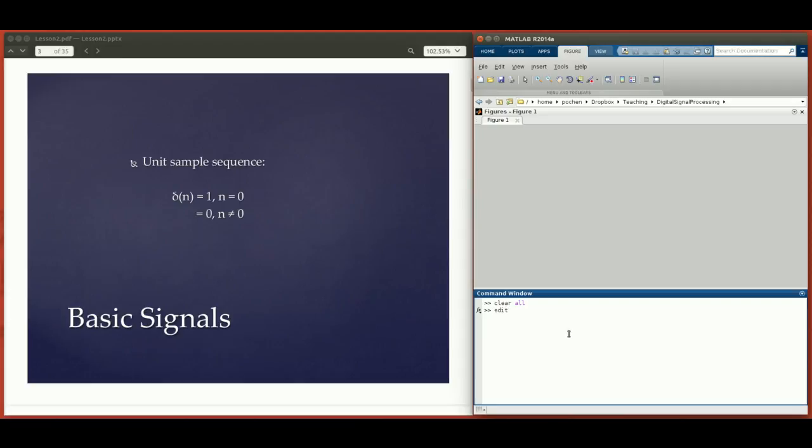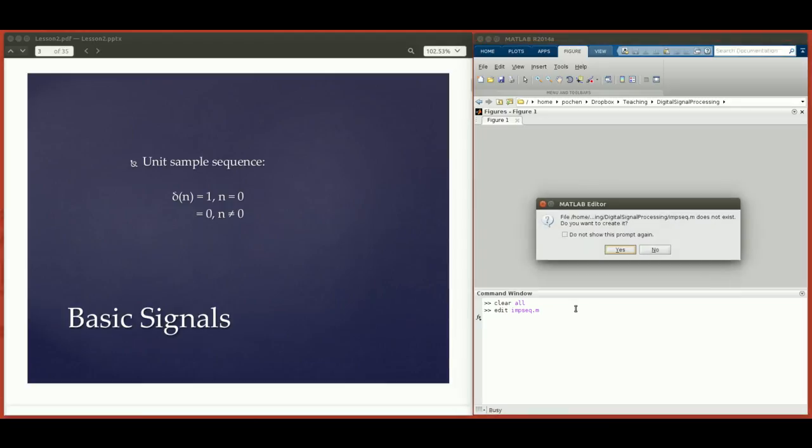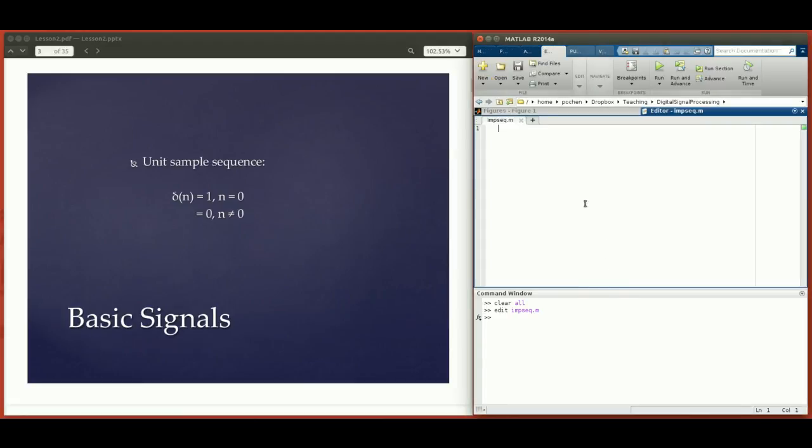In the command window, I can use the edit command to open the editor window. And then I'm going to give it some file name, impseq. It's going to be my function name also, impulse sequence. It's telling me that this file doesn't exist. Do I want to create it? I say yes. So now it's opening an editor with the correct file name that I just specified.